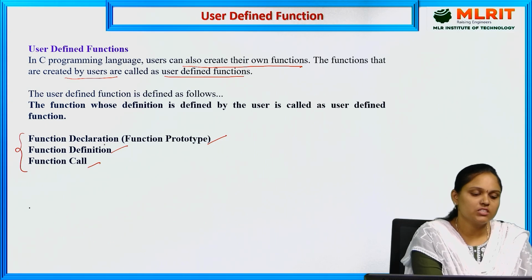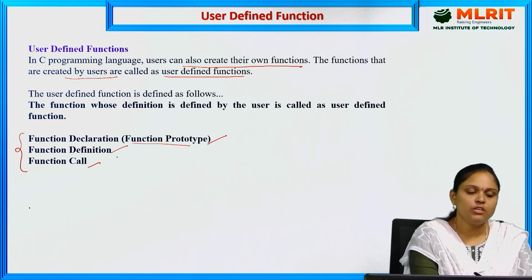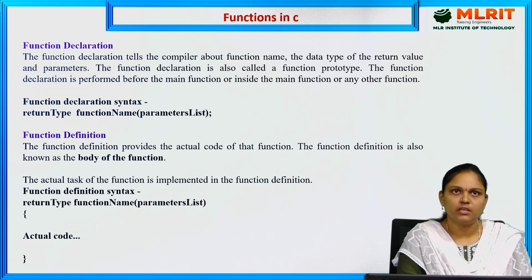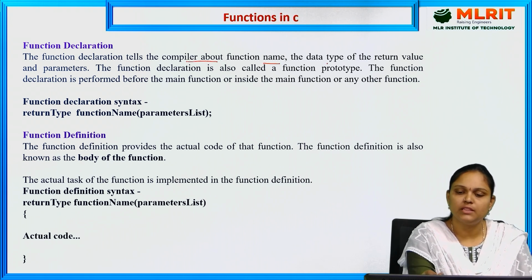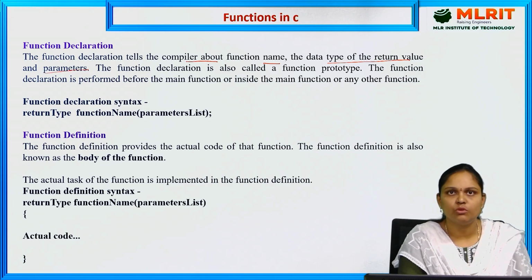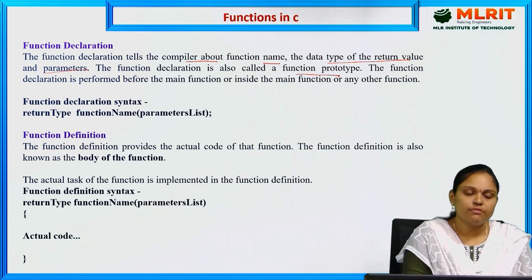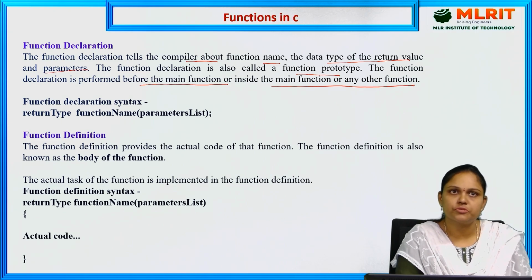First thing is function declaration, or else we can also call it a function prototype. Next we need to define that function, and next we need to call that function. So coming to the function declaration. The function declaration tells the compiler about the function name, the data type of the return value, and also the inputs, the parameters that you are using. The function declaration is also called a function prototype. The function declaration is performed before the main function or inside the main function or any other functions.